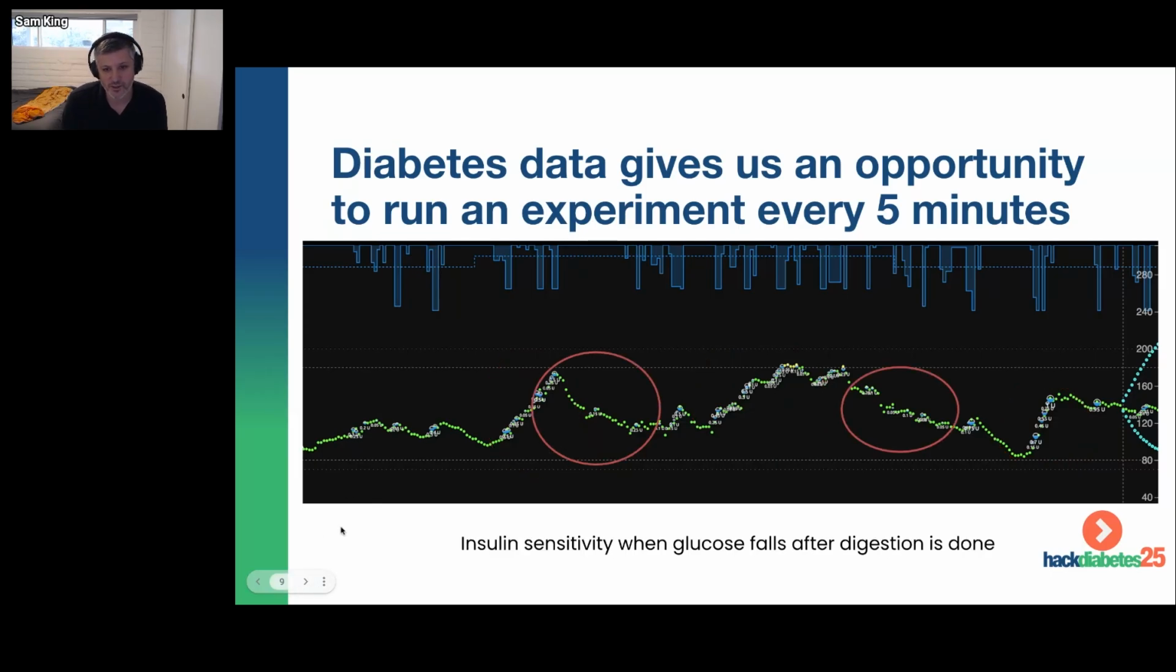Or after digestion is done, if you see glucose values dropping, you can calculate insulin sensitivity.